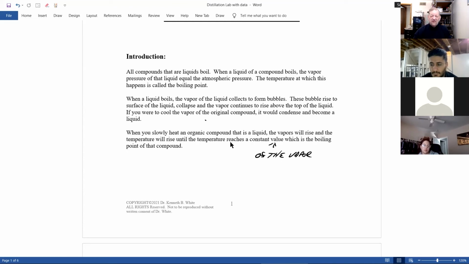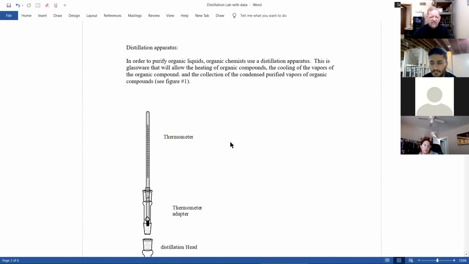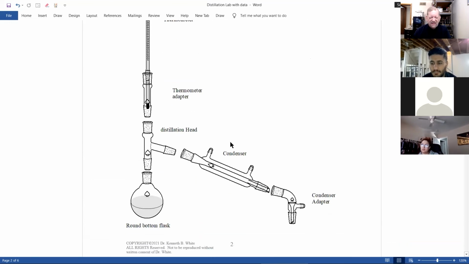And that temperature, when it levels off and you're getting a pure compound coming over, I'll explain what I mean by coming over in a second or maybe 10 seconds, that's called the boiling point of that compound. Now, in the lab, we use this apparatus. It's all hooked together. And part of the fun part, at least I think so, students don't always, is putting it together, learning how to construct it.